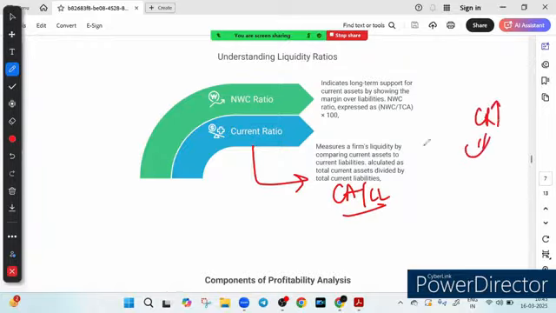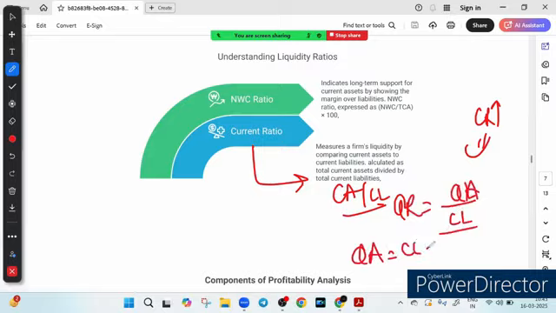And there is something called the quick ratio. Quick ratio means quick asset upon current liability. And what is quick asset? Quick asset means current asset minus inventory, which you cannot convert quickly into cash. So you subtract that inventory, and that will give you quick asset. So current ratio, quick ratio, this is all part of the liquidity ratios, right?